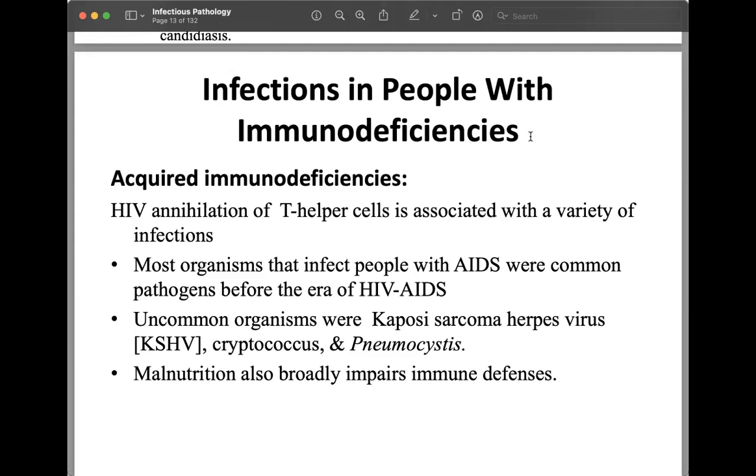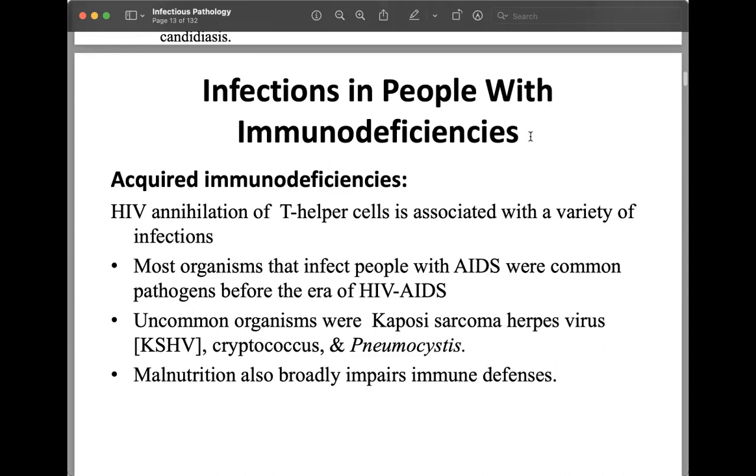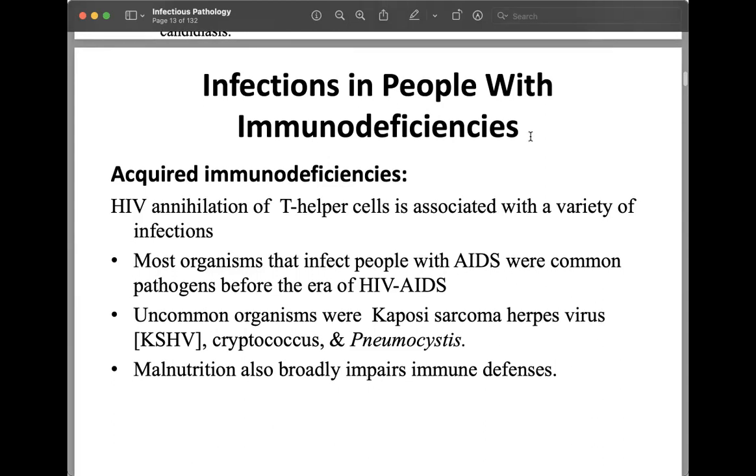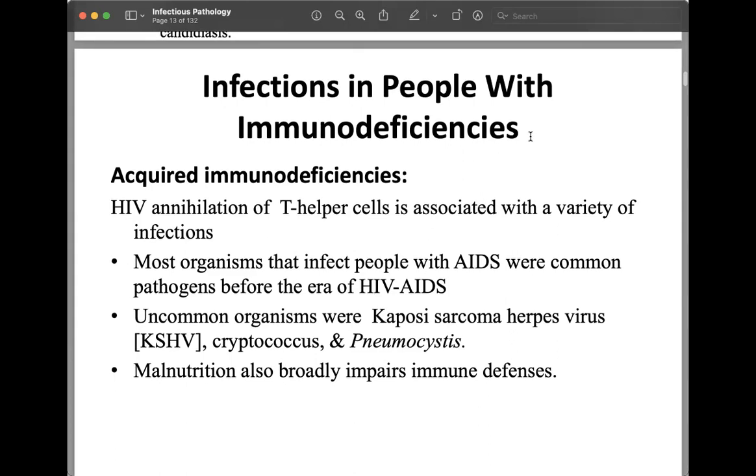Okay, fungi called cryptococci can also cause meningitis, and we usually get this from inhalation of pigeon droppings. Okay, and pneumocystis, which is a very common AIDS-defining infection.